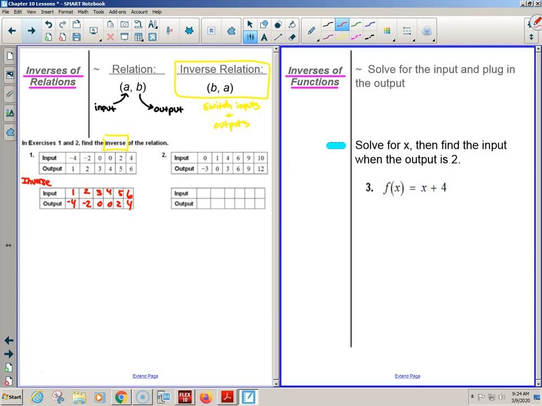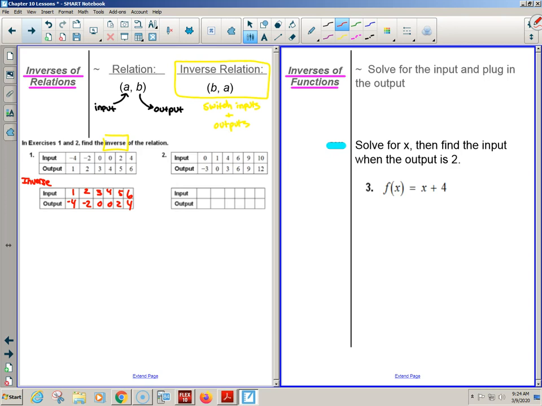So in numbers 3 and 4, hold on. If I were you, once again, you just need to know that inverses switch. We're going to do the same thing in an equation. It just gets a little harder in an equation. We're going to solve for the input, plugging in the output. Now, this is a little weird.